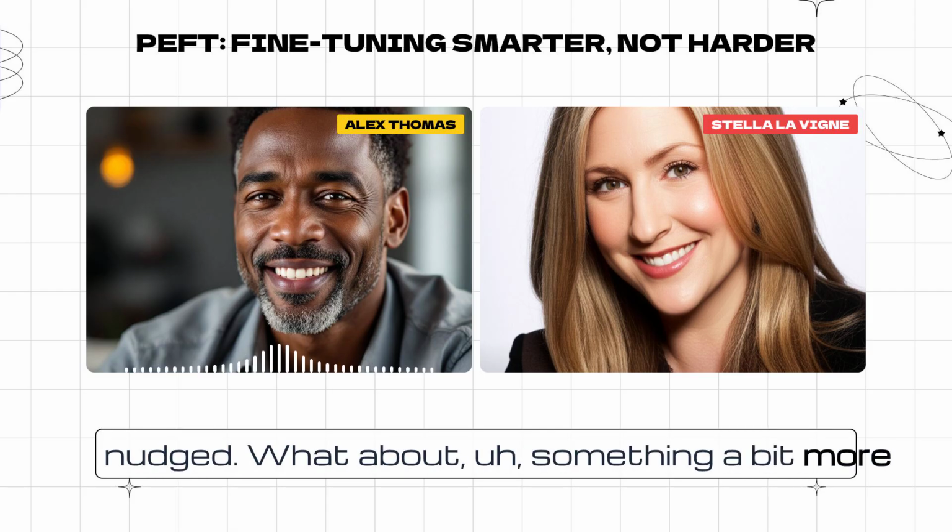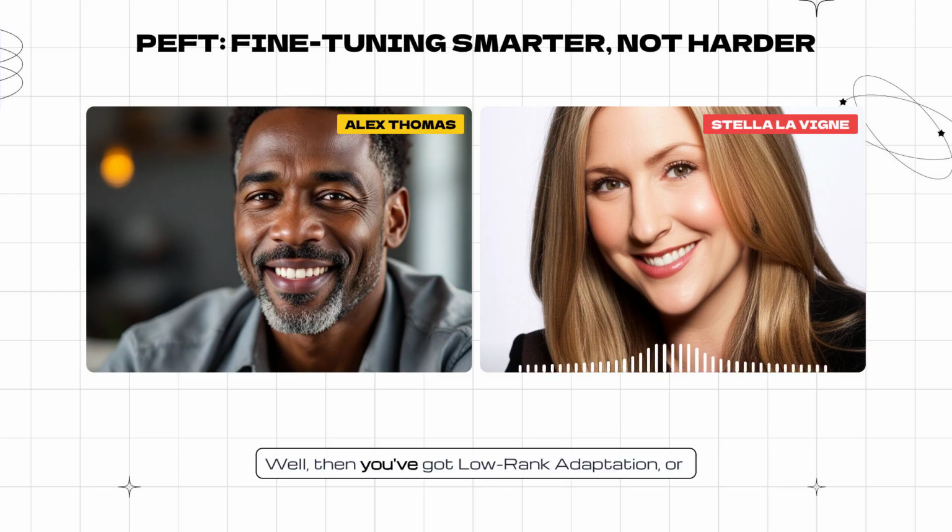What about something a bit more substantial than just a prompt? Well, then you've got low rank adaptation, or LoRA, which is super popular right now. LoRA injects small, trainable matrices directly into existing model layers. These matrices approximate the weight updates that would happen during full fine-tuning, but they use a tiny fraction of the parameters. It breaks down a big weight update into two much smaller matrices, significantly reducing computational complexity. It's incredibly efficient. Often, you get comparable performance to full fine-tuning with way less data and hardware.